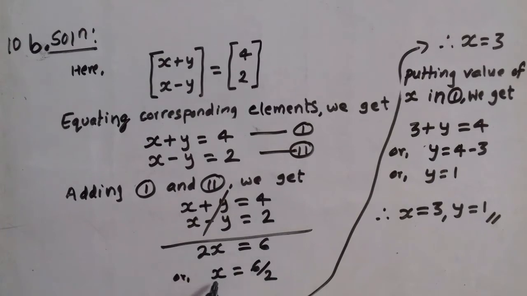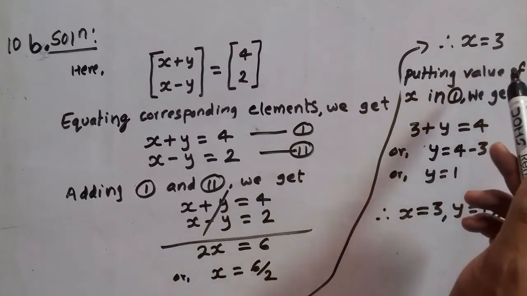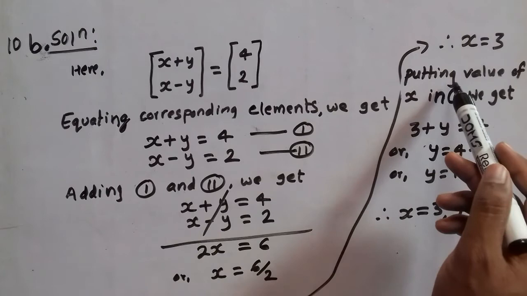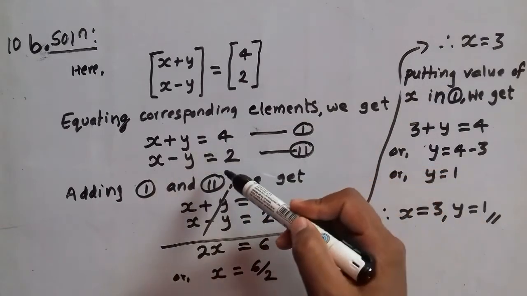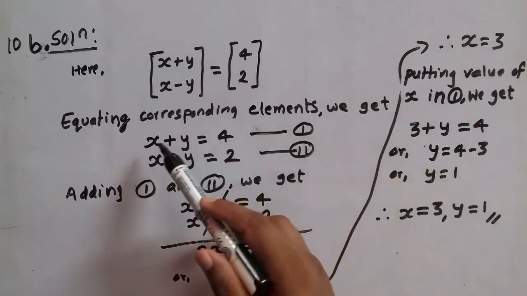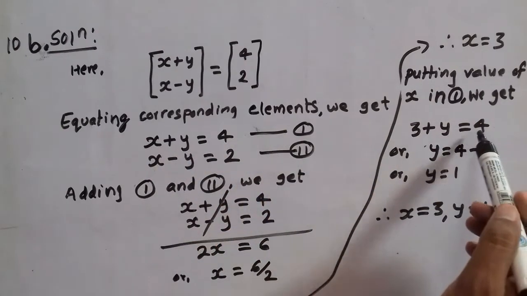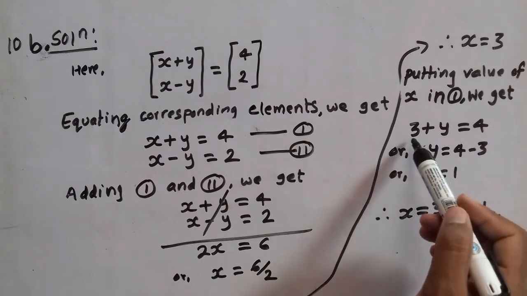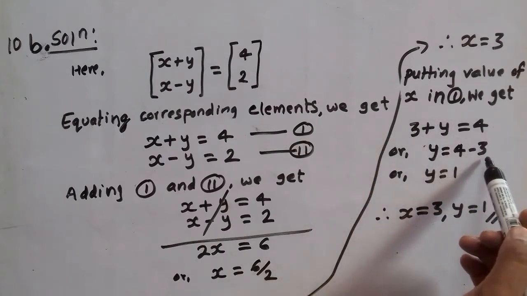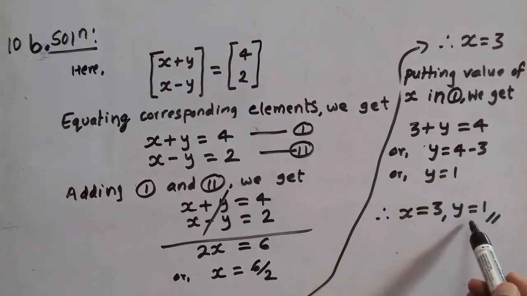Then from here x written same side, this 2 when taken to another side divides this 6, and 6 divided by 2 is 3. This value we are going to put in equation 1. We can also put in equation 2, but here we are going to put in equation 1. So in place of x we have written this value 3 plus y equals to 4. From this y remaining same side, and this 3 when it goes to another side becomes -3. 4 minus 3 is 1. In this way we have got value of x 3 and value of y 1.